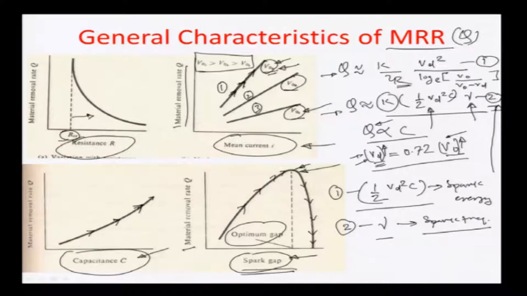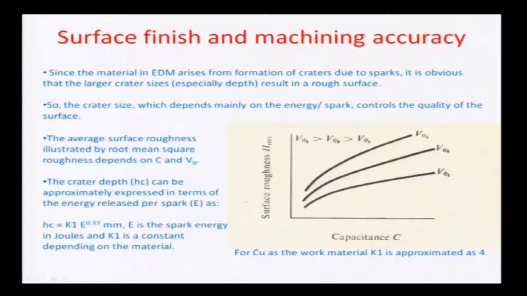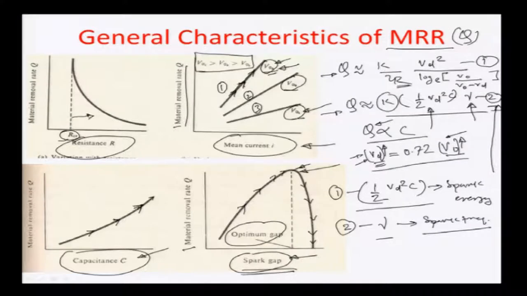And the reason why the material removal rate with respect to the spark gap is like a plateauing curve, as illustrated in this diagram, is that on the left portion of the optimum gap, the frequency dominates because of the lower gap, and on the right side of the optimum gap, the Vd increases because of the increased gap, and the energy dominates the frequency term.